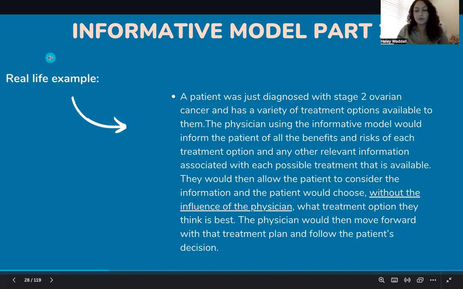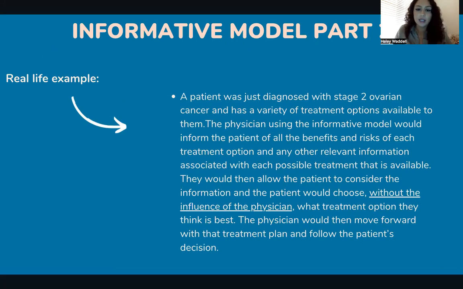So here's a real life example of this type of relationship in play. A patient was just diagnosed with stage 2 ovarian cancer and has a variety of treatment options available to them. The physician, using the informative model, would inform the patient of all the benefits and risks of each treatment option and any other relevant information associated with those treatment options. Then they would allow the patient to consider the information, and the patient would choose, without the influence of the physician, what treatment option the patient thinks is best. The physician would then move forward with that treatment plan and follow the patient's decision.